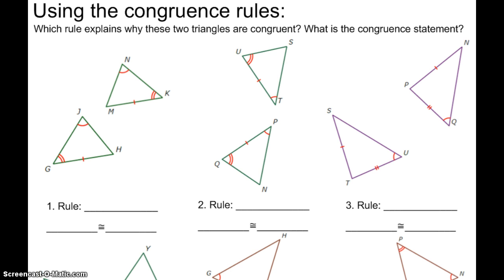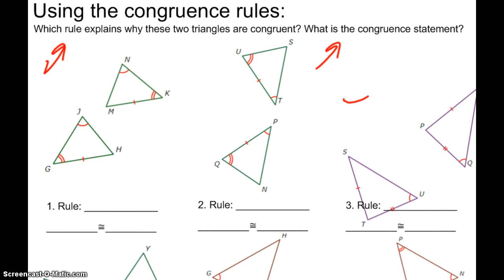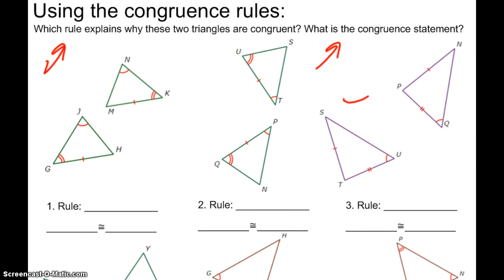This is Mr. Janes, period 3 on A days, and we're going to practice some of the congruence rules on the back of the note sheet. For all of these, we're going to explain which rule, explain why these two triangles are congruent, and give the congruence statement. So let's start by taking a look. All right, I'll start with number 1.